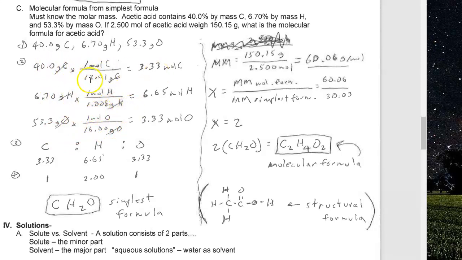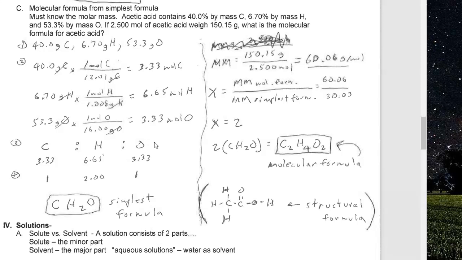Well, 40.0 divided by 12.01, 3 significant figures here, 4 here, so 3 here: 3.33 moles of carbon. 6.70 divided by 1.008, 3 significant figures here, 4 here, so my answer needs to have 3: 6.65 moles of hydrogen. And 53.3 grams of oxygen divided by 16.00, 3 here, 4 here, 3 significant figures: 3.33 moles of oxygen. All right.